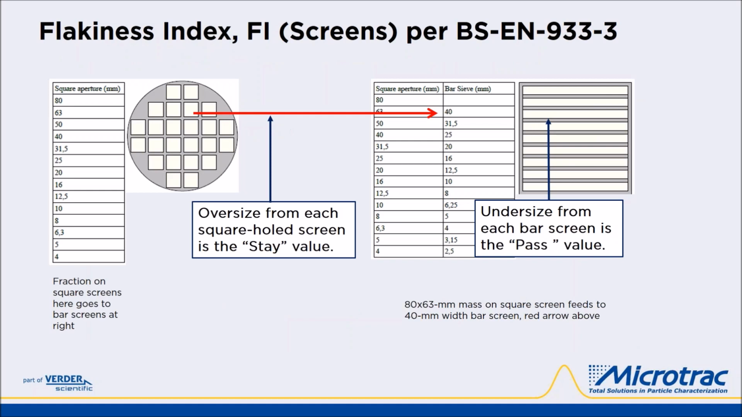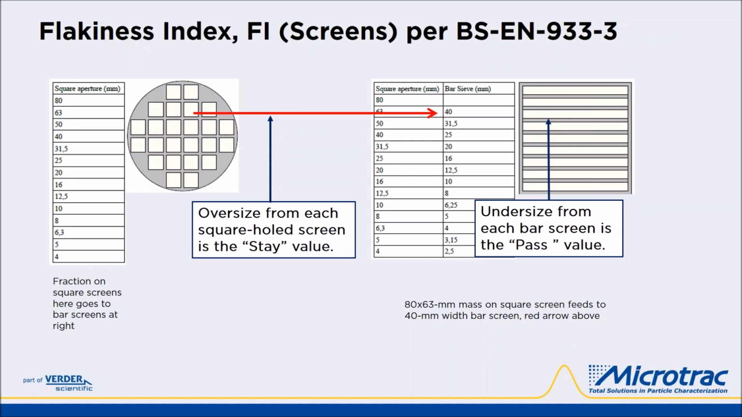The manual flakiness index measurement consists of a series of screening operations per the British standard, which is used throughout the EU. First, the sample is screened on a series of square hole screens, followed by a series of bar screens. See diagrams above for screen sizes.